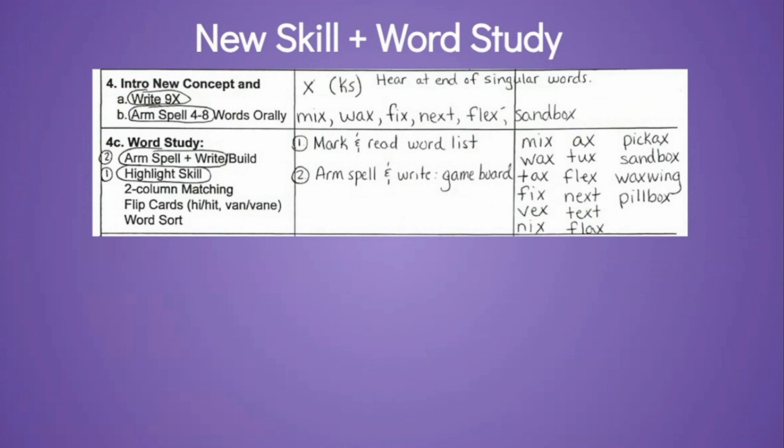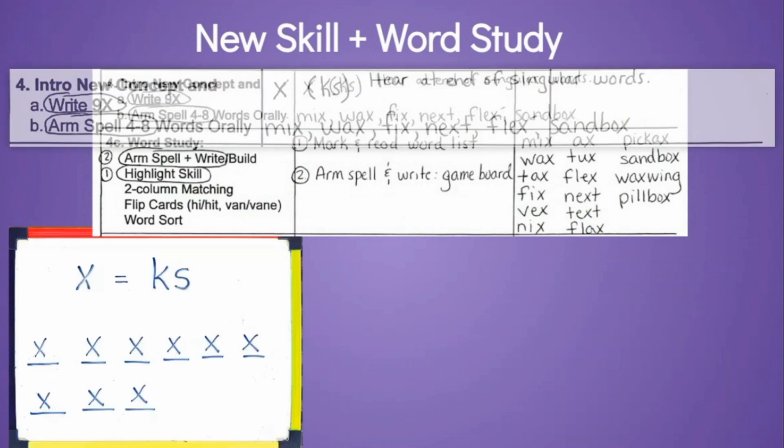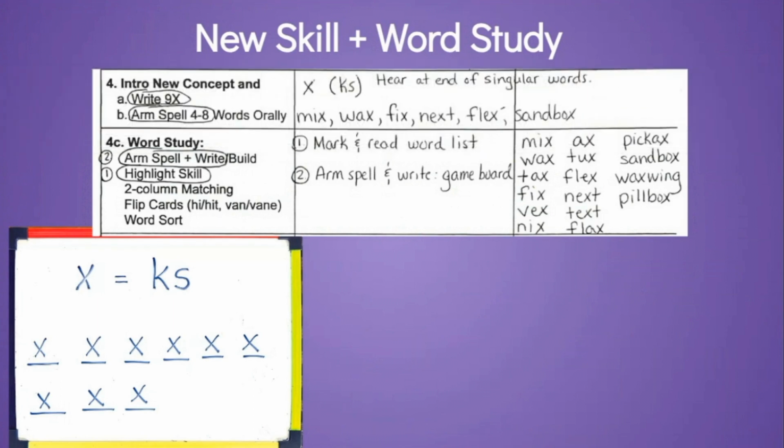My plan says we're going to write X 9 times and then follow that by arm spelling these words orally: mix, wax, fix, next, flex, and sandbox. My notes say that we hear the x sound at the end of most singular words. So when we arm spell these words, we will talk about where we hear the sound.